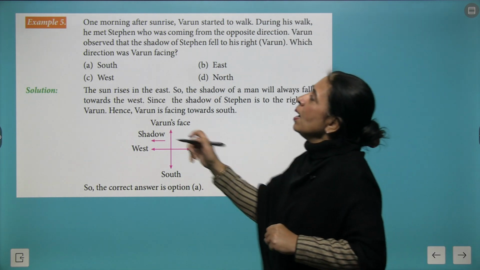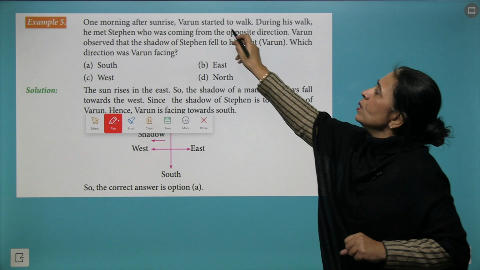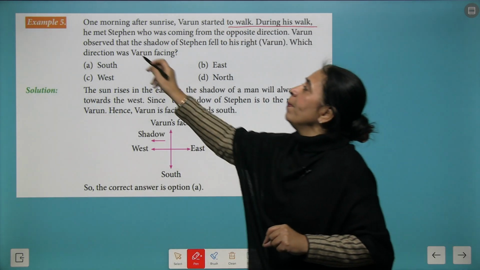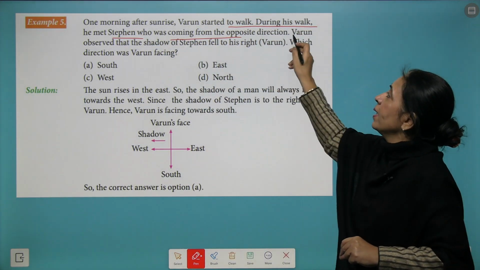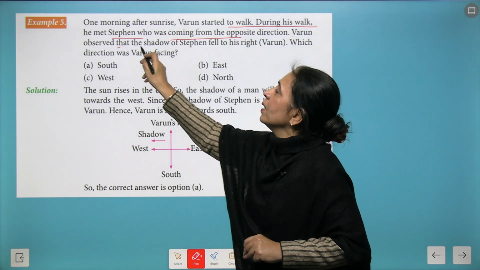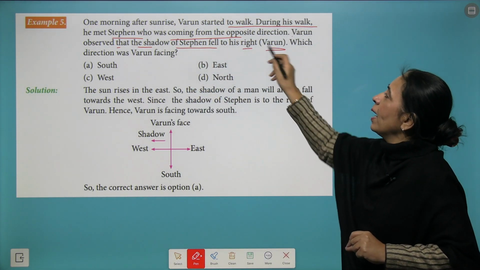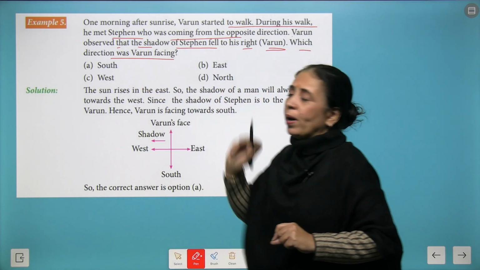Next question is, one morning after sunrise, Varun started to walk, and during his walk, he met Stephen, who was coming from opposite direction. Varun observed that the shadow of Stephen fell to his right, that means on Varun's right. Which direction was Varun facing?